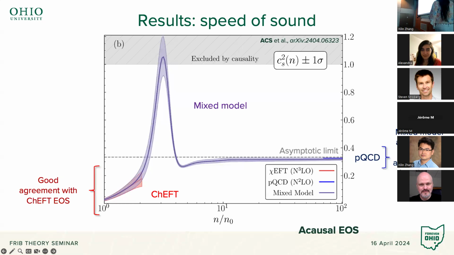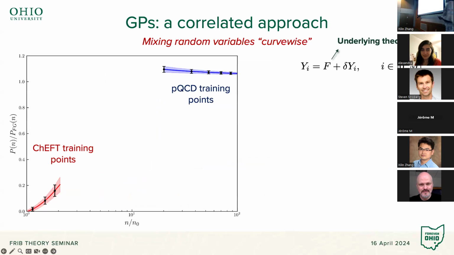Something good, though, is that it is approaching the asymptotic limit of pQCD from below, which is what has been expected and what we ended up calculating when we looked at the pQCD sound speed. So this is an indication that this method needs a lot of work. So what we did next was try something that we hoped would include more information.